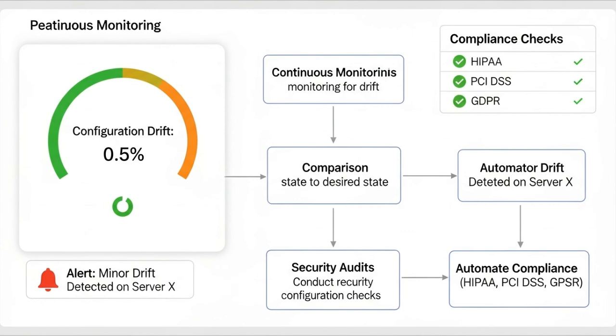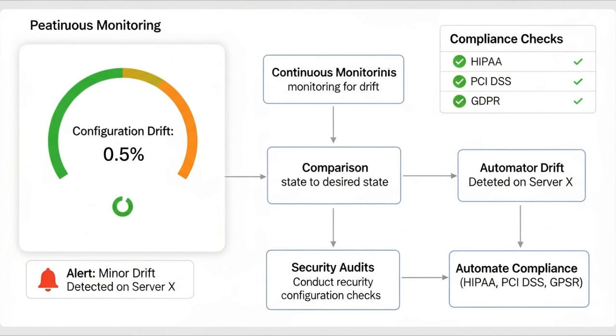Beyond maintaining operational consistency, these audits are vital for security and compliance. Regular security configuration checks ensure that your systems adhere to established security baselines and industry standards, reducing the attack surface. For regulated industries, automated compliance checks against frameworks like HIPAA, PCI DSS, or GDPR are not just best practice, but a necessity, providing verifiable proof of adherence and drastically simplifying audit processes. This proactive vigilance is key to sustained stability.